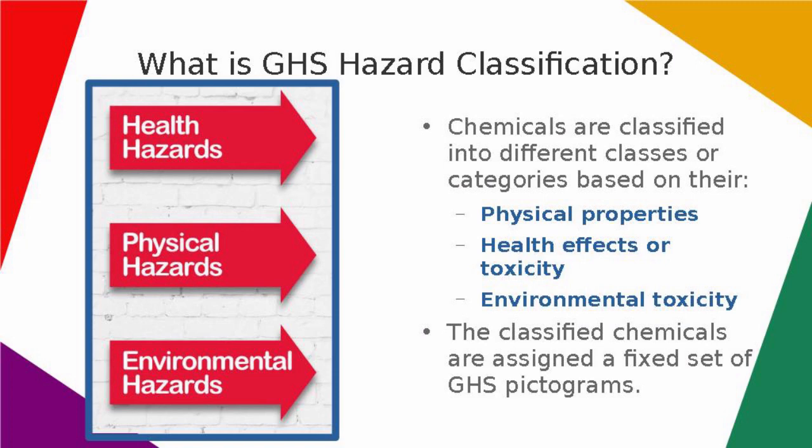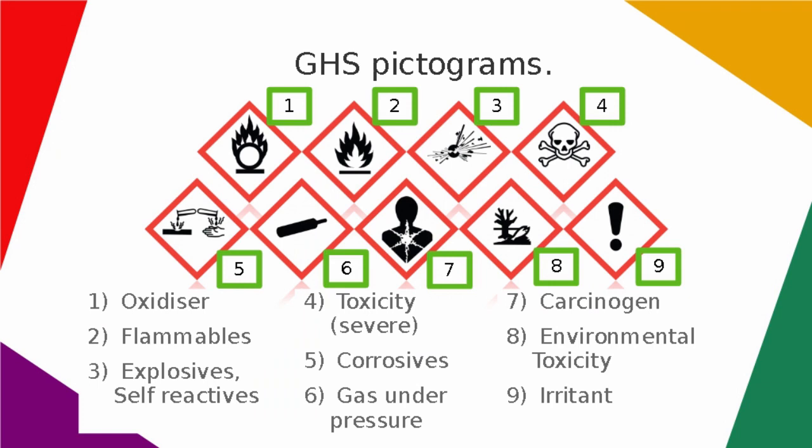What is GHS hazard classification? Chemicals are classified into different classes or categories based on their physical properties, health effects or toxicity, and environmental toxicity. The classified chemicals are assigned a fixed set of GHS pictograms. GHS pictograms: oxidizer, flammables, explosives, self-reactives, toxicity, severe, corrosives, gas under pressure, carcinogen, environmental toxicity, irritant.